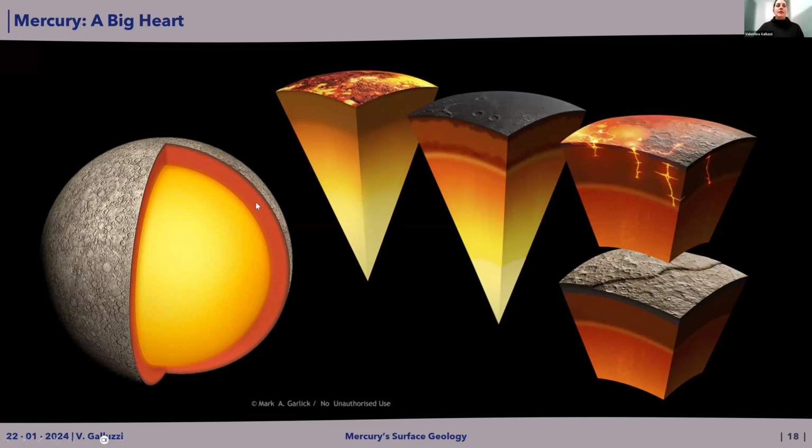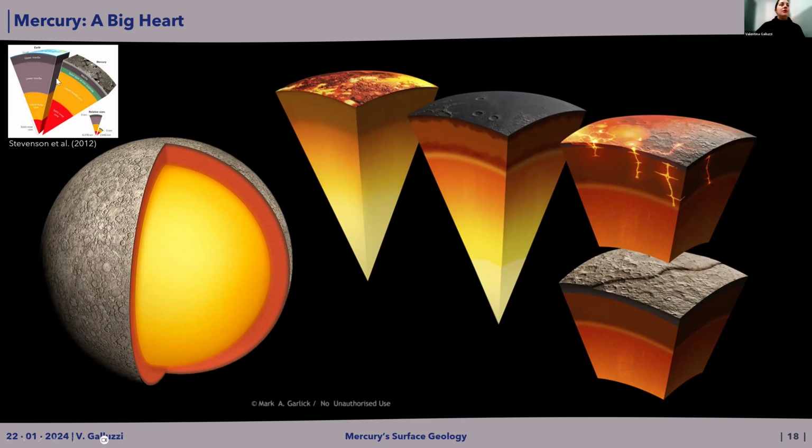So here we see that Mercury has a very, very large core, and that's maybe the reason why we can see so many scarps at its surface, because if you shrink a planet because of the core that is solidifying, the effect on the surface, since the outer shell is so thin, should be very strong, and that's why probably we see on Mercury so many scarps.